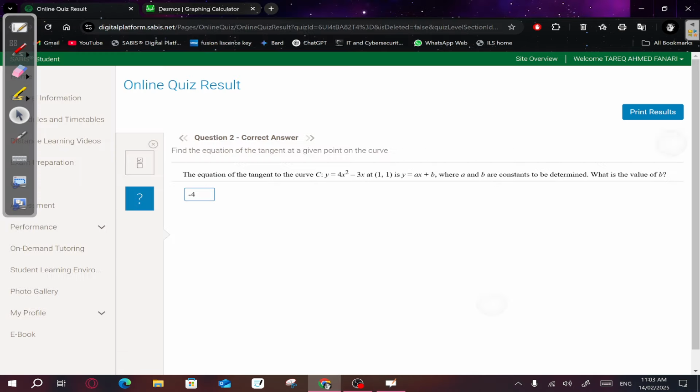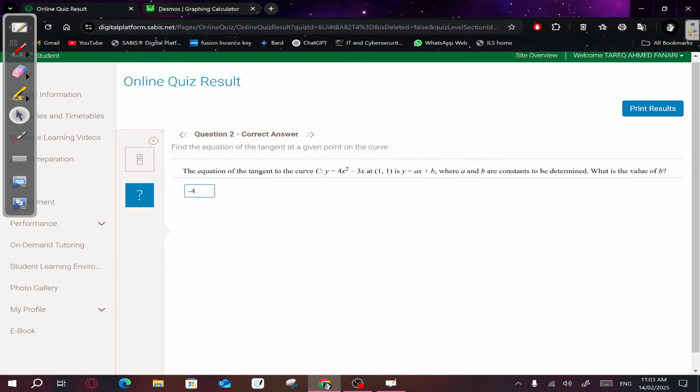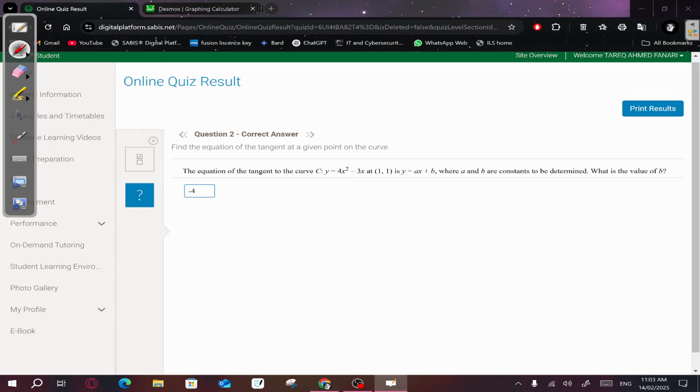Okay. The equation of the tangent to the curve y equals 4x squared minus 3x at (1, 1) is y equals ax plus b. Okay. Same thing, except this time it's much easier because you have your coordinates given. So straight away, dy by dx equals 8x minus 3. Okay. Now we want to find the gradient at this point, right? So we're going to substitute in 1 for the x because we have it at 1.